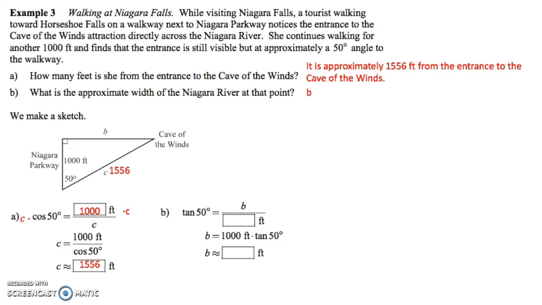Knowing that, we can use tangent now of 50 degrees in order to find the approximate width of the Niagara River. So tangent is opposite over adjacent. Multiplying both sides by 1,000, we see that our B is equivalent to 1,000 feet times tangent of 50 degrees, or approximately 1,192 feet. So the approximate width of the river is 1,192 feet.